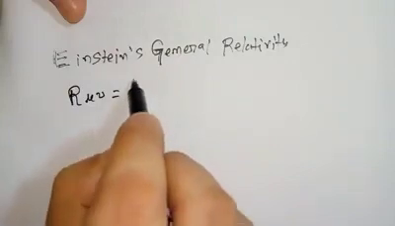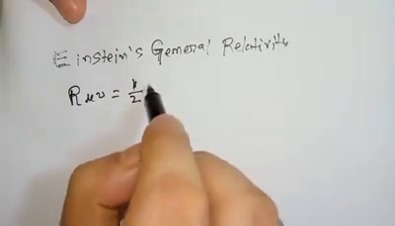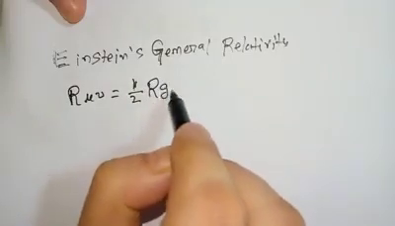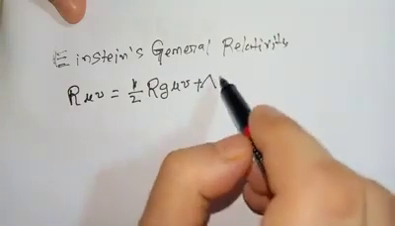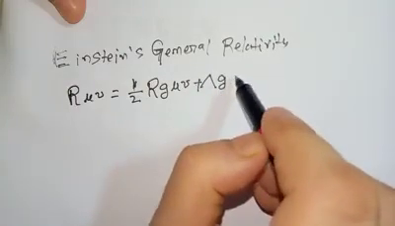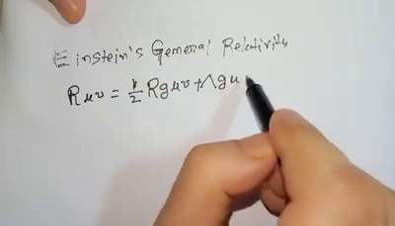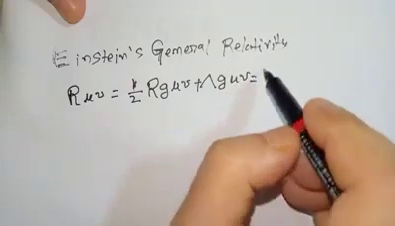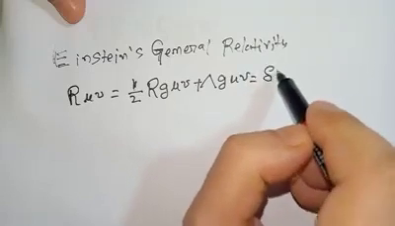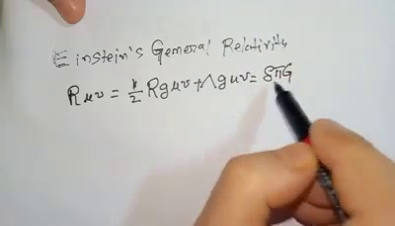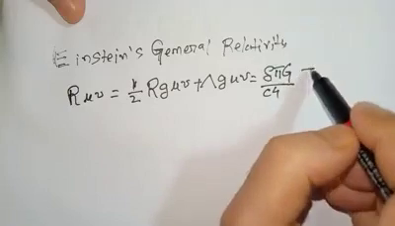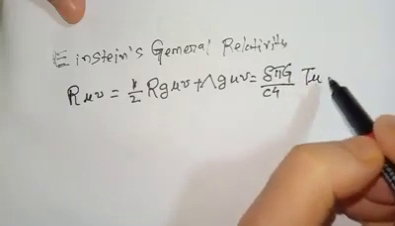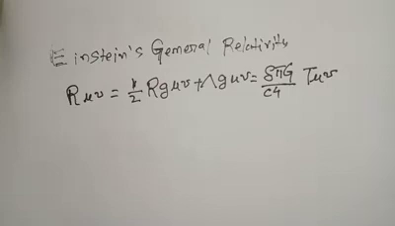I can write it as 1/2 of R G mu nu plus lambda G mu nu, and it is going to be equal to 8 pi G divided by speed of light to the power 4 times T mu nu. Right. So this is basically the field equation of Einstein's general theory of relativity.